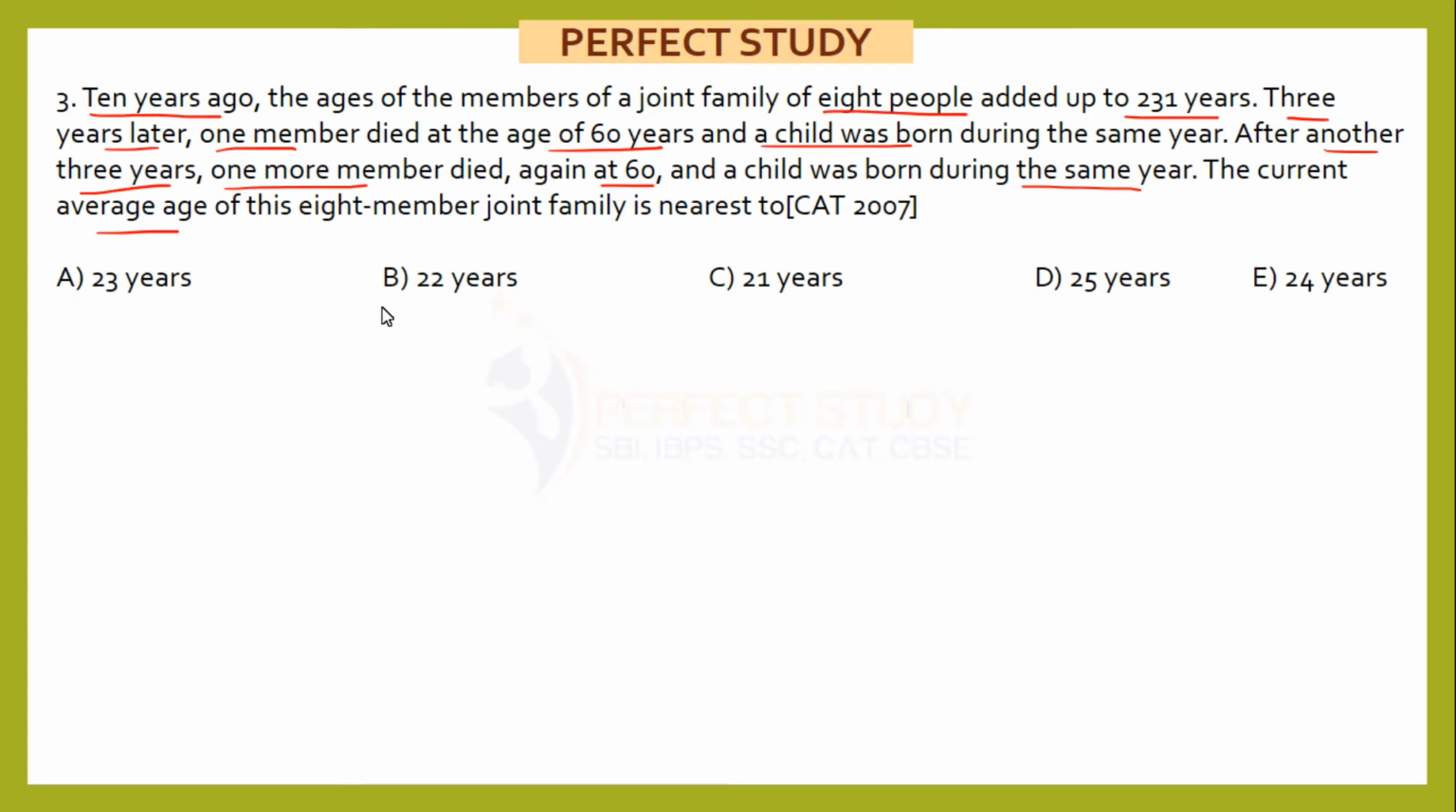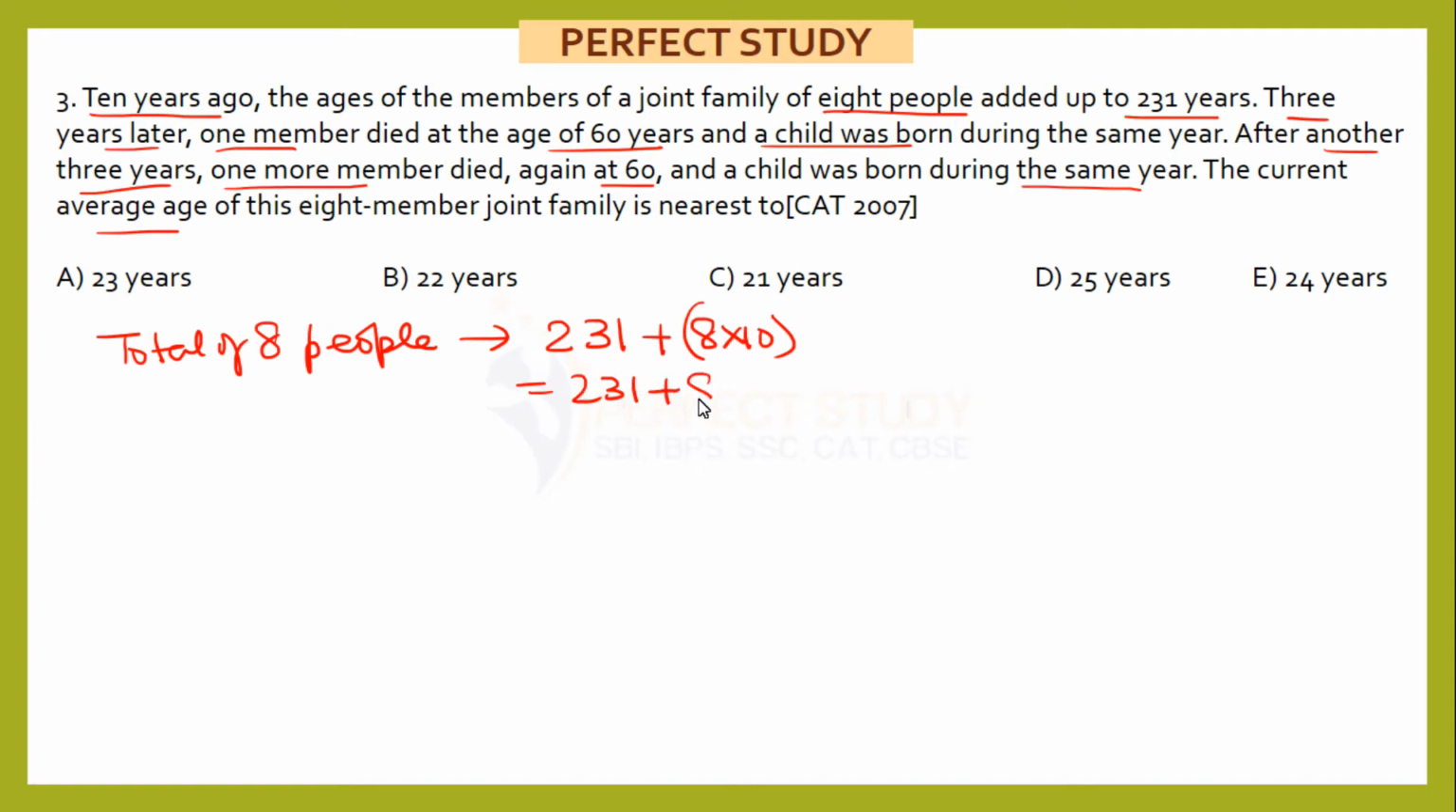Now, first thing, let me assume that nobody died and nothing happened. Let's assume a very simple case. So there are 8 people. What is their total? 10 years ago their total was 231. So today what will be their total? 231 plus every member has increased by 10 years. So this is equal to 231 plus 80. 311 is my today's total of 8 people today.